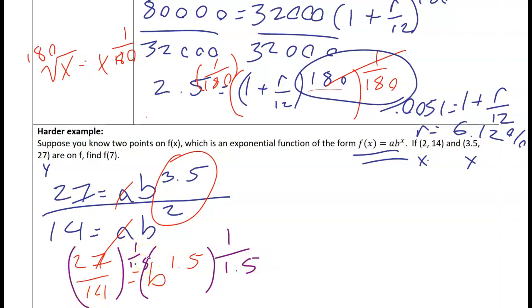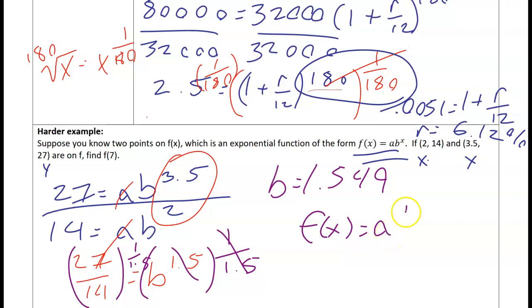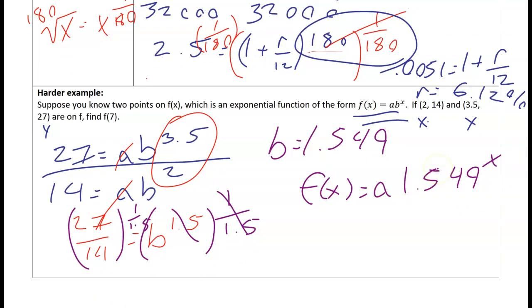And you do want to leave the left as a fraction when you can, because it'll be easier to type in on your calculator. So on the right, these cancel out, and I end up with my b. My b is whatever that 27 over 14 to 1 over 1.5 is, which is 1.549. And then I'm almost done. So I get f of x equals a times 1.549 to that. So I still need to find my a, and the way I do that, well, you probably already know, is I plug in a point and I can solve that way.